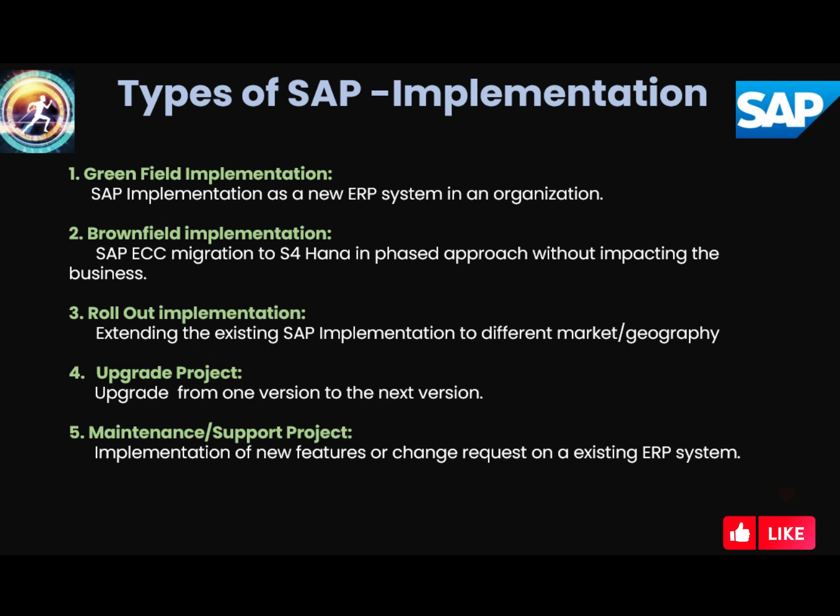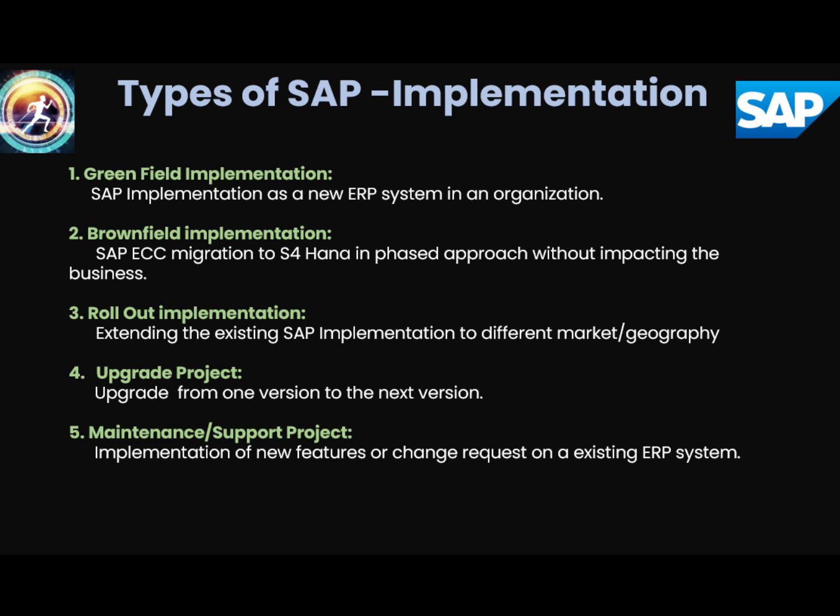Third type of implementation is the rollout implementation. So here what happens is the business or the organization might be already using SAP for their current market, and as part of the business expansion, they might be building a new business in a different geography. As part of that, they need to integrate this current technology landscape to the different geography. As part of this, they will do a rollout implementation where they do a lot of migration and technical changes to handle that different geography.